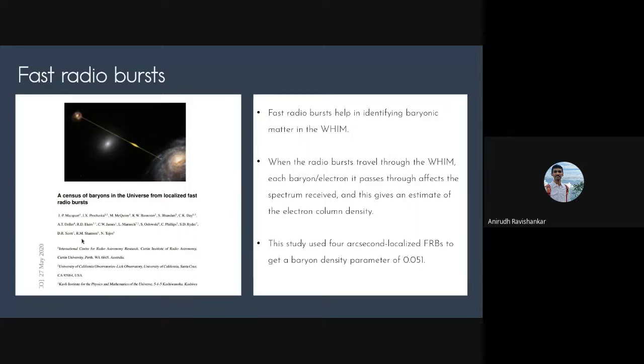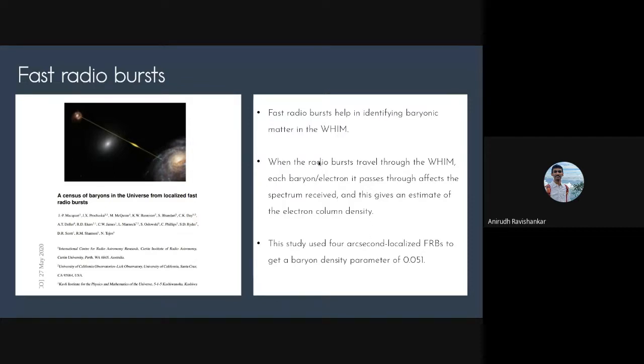And this paper used about four fast radio bursts to quantify the amount of baryonic matter present in the WHIM, and by adding with existing values and comparing all of the values from different papers, they were able to find a baryon density parameter of about 0.051, with errors, of course, of plus or minus about 0.002, if I'm not wrong. But essentially, they did find all the missing baryons by considering these four fast radio bursts.